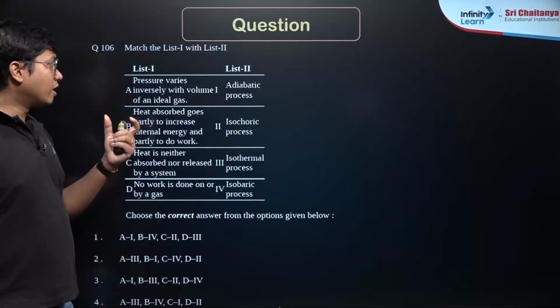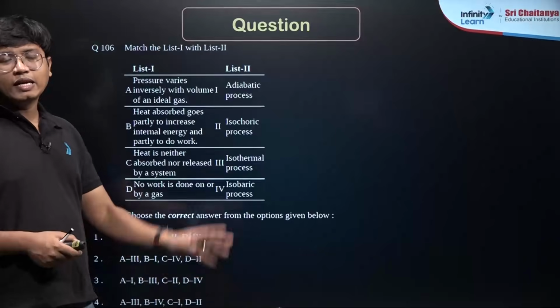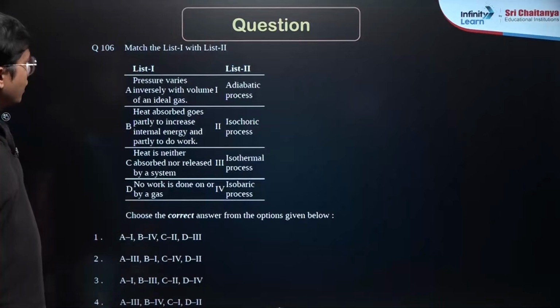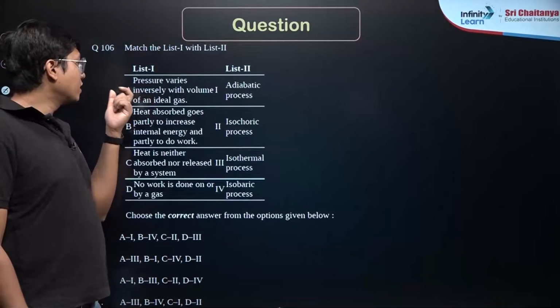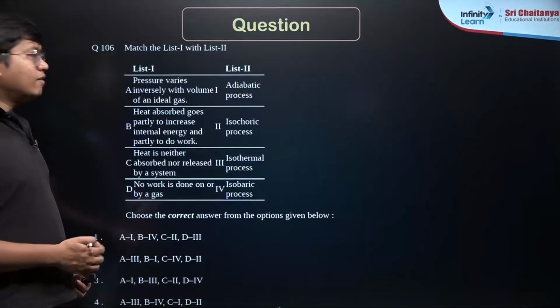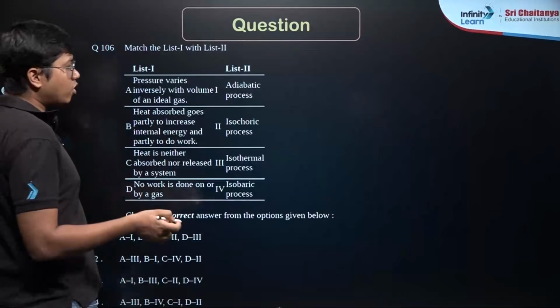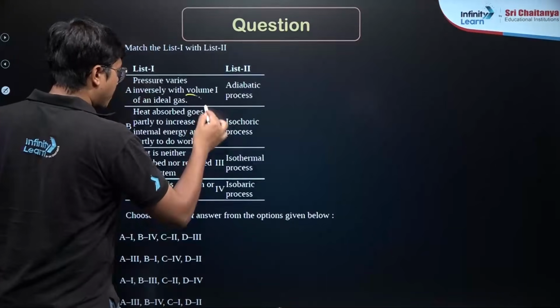This one, match the following. Remember in match the following, don't try to match all of them first and then look at it. Match each one and eliminate options. Let's look at the first one. Pressure varies inversely with volume of an ideal gas. So P is inversely proportional to V. That will happen in an isothermal process because PV is a constant. So A matches with 3.